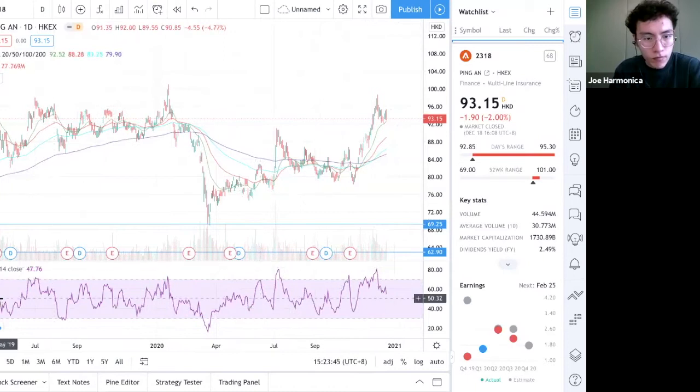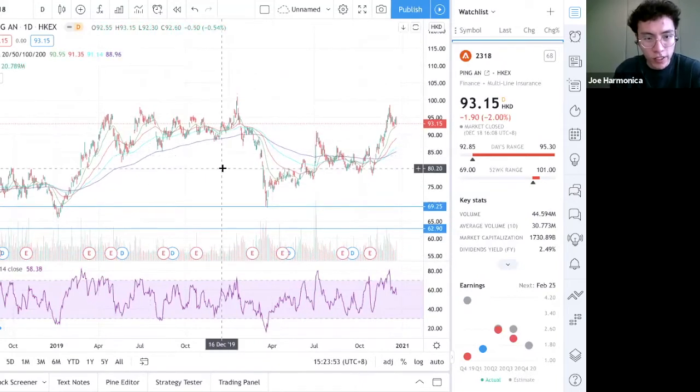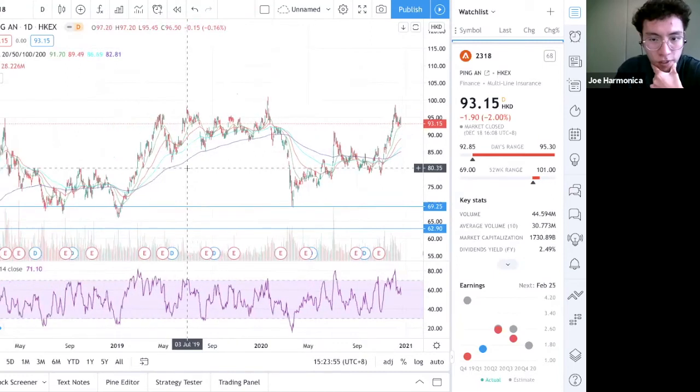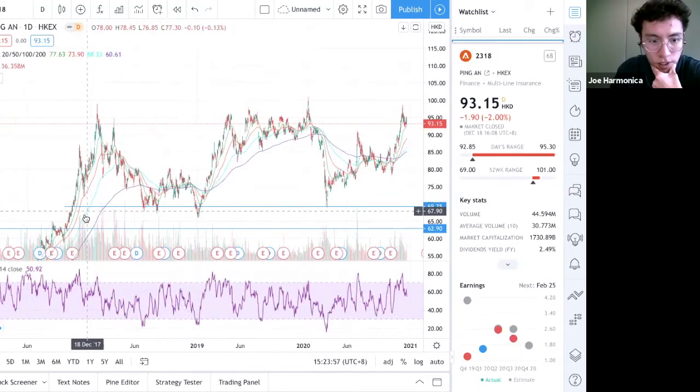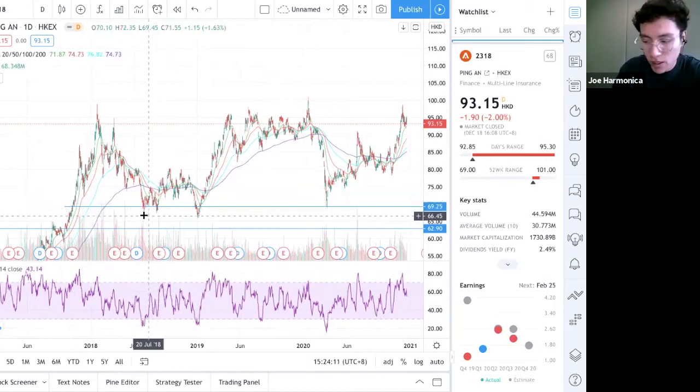And RSI is here. When I look at Ping An, you can see these are the two levels I draw here, 69 and 62. Let's look at the price levels. From June 2018, we can see there's a strong dip here. And again, when the price goes up, it fails to go up, comes back down and rebounds. So here it actually forms a very good support around this price range, all right?